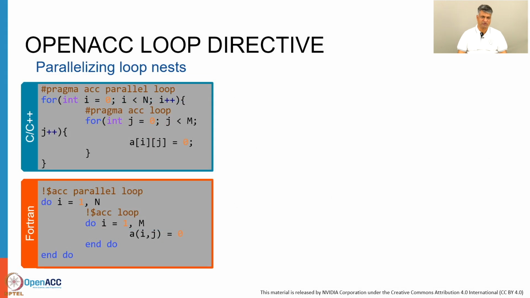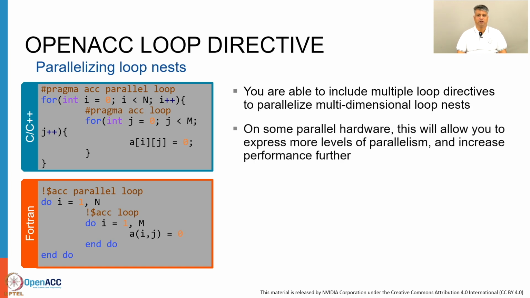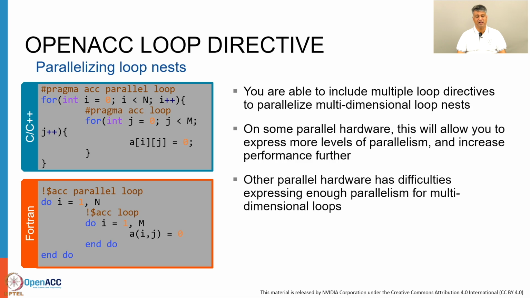What about nested loops? Can I parallelize nested loops in this manner, where I put directives for both the inner and outer loops? You should be able to include multiple loop directives to parallelize a multidimensional loop nest. This, on some hardware, will allow you to express more levels of parallelism and increase performance. But on other parallel hardware, this has some difficulty expressing enough parallelism for multidimensional loops. So it becomes hardware dependent. You should be a little bit aware of what hardware you're running on if you want to do this multidimensional loop nesting.